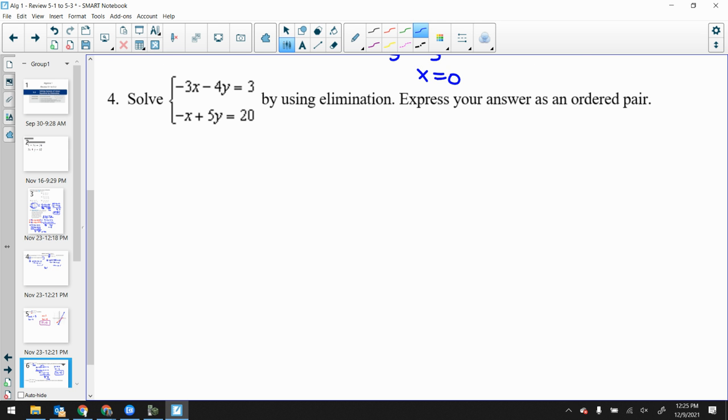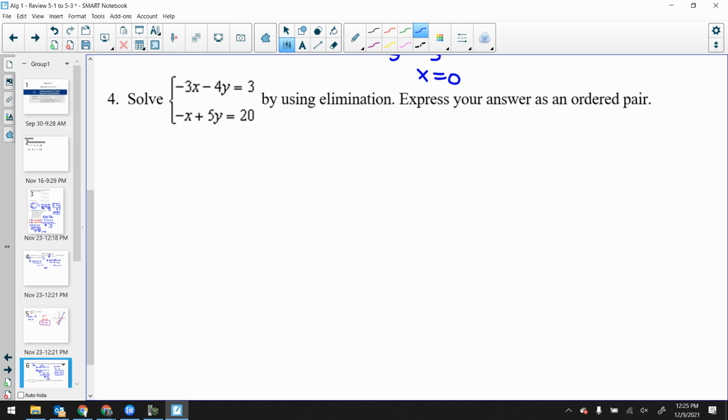Why do I say that this is, I don't want to say it's set up for elimination, but it's going to be easy to do elimination? Why do I say that? Yeah, I've got everything lined up, right? X's are together and Y's are together.